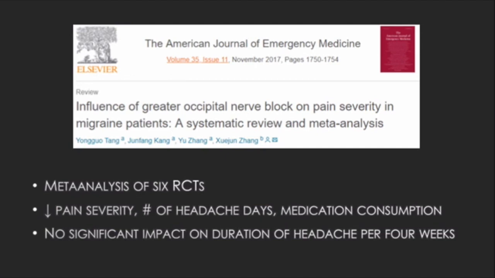But then more recently, in November 2017, in the American Journal of Emergency Medicine, there was another meta-analysis where they looked at the greater occipital nerve block in the setting of migraine patients. Basically, the overall results were that it decreased the pain severity, the number of days that patients had headaches in a 4-week period, as well as the amount of medication consumed. However, there was no significant impact on the duration, in terms of how long the headache actually lasted for the 4 weeks.